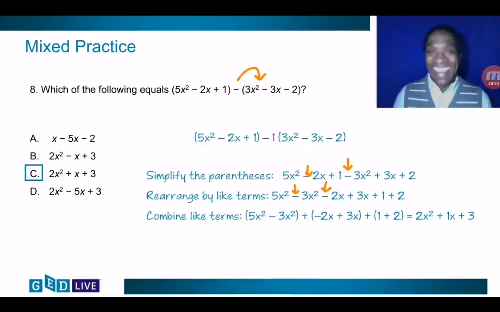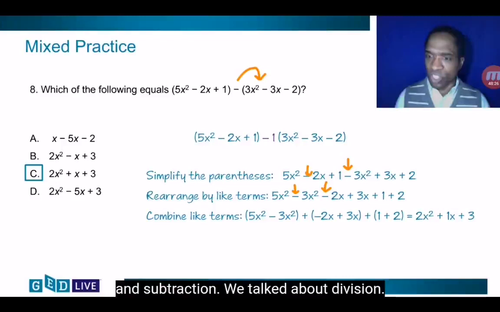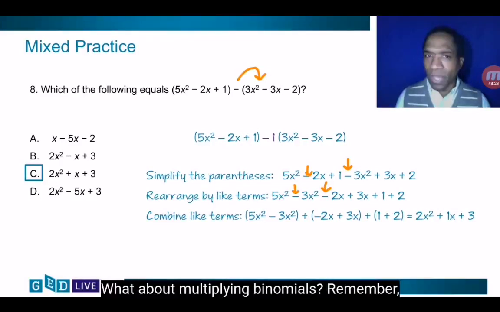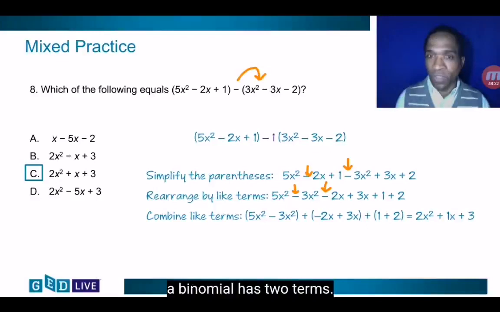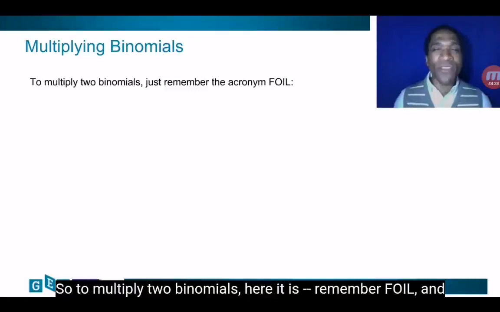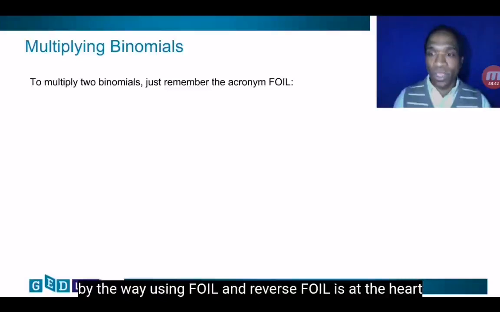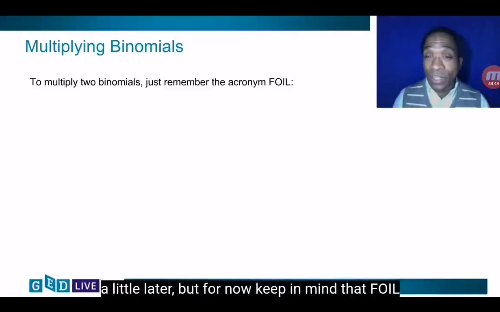Okay, we've gone through simplifying polynomials via addition and subtraction. We talked about division. But what about multiplying binomials? Remember, a binomial has 2 terms in it. Let's look at that right now. So to multiply 2 binomials, here it is. Remember FOIL. And by the way, using FOIL and reverse FOIL is at the heart of solving quadratic equations, which we're going to see a little later.